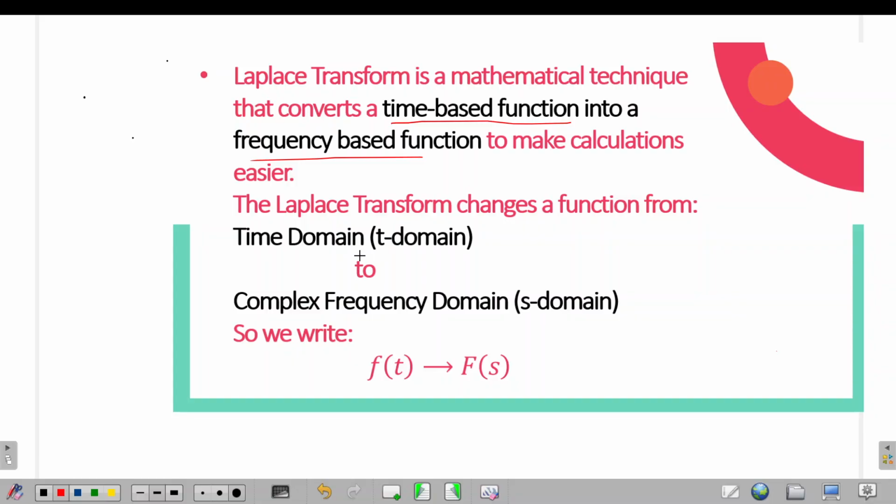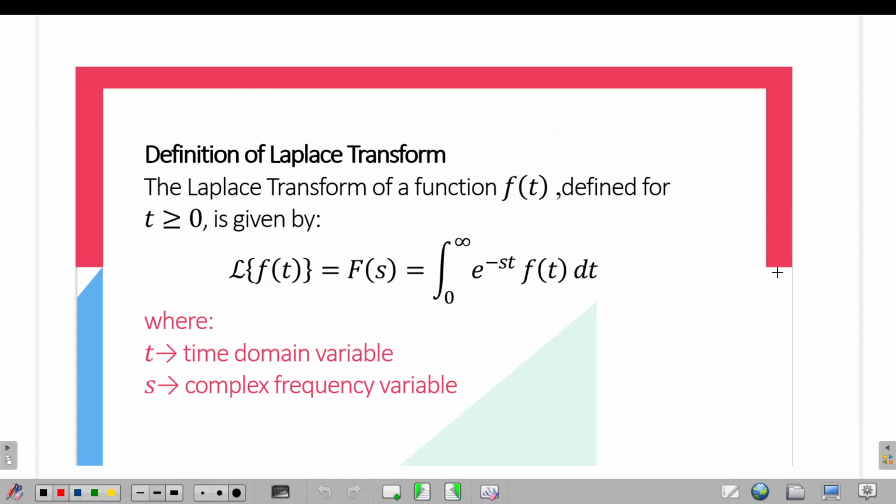That is, it will convert the time domain, t domain, to a complex frequency domain, otherwise we call S domain. That is, Laplace transform of f of t is denoted by capital letter F of s, that is a function of frequency s. Now let us learn about the definition of Laplace transform.